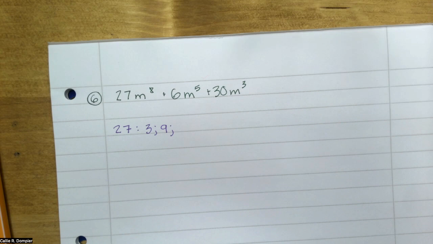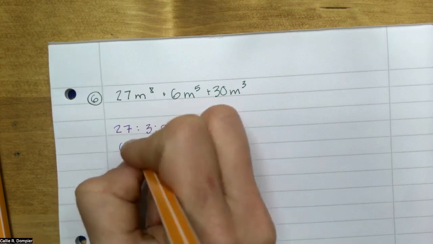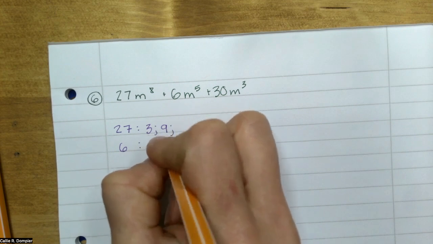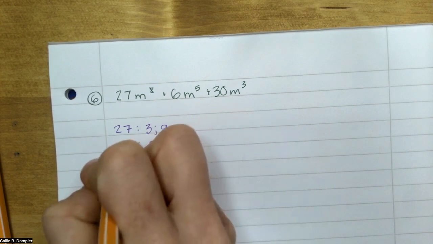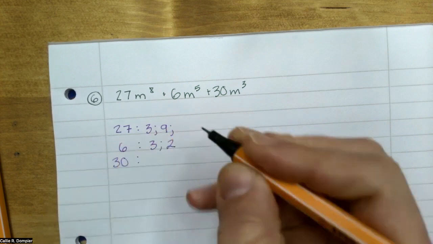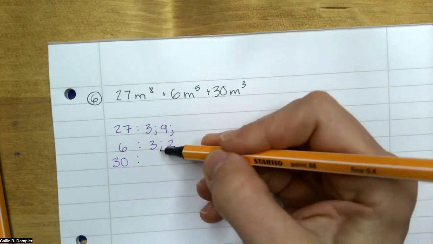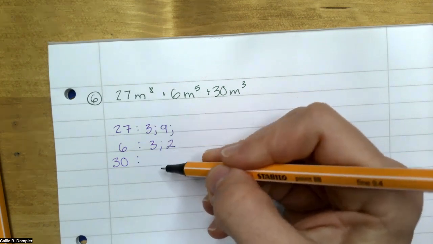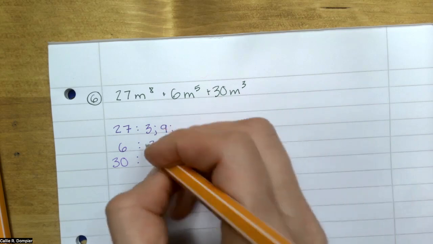So for 27, I think we just got 3 and 9. For 6, we have the numbers 3 and 2. And for 30, you can list them all, or you can just say, well, the only common factor so far is 3. It would need to be common with all of them. So the only one I need to find is 3.